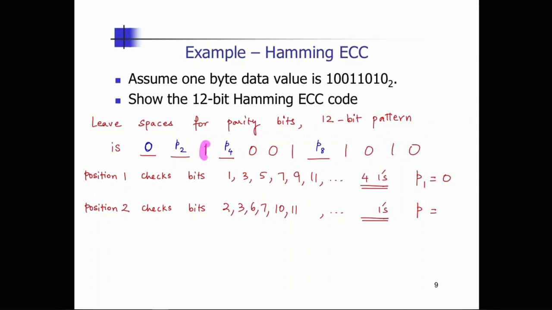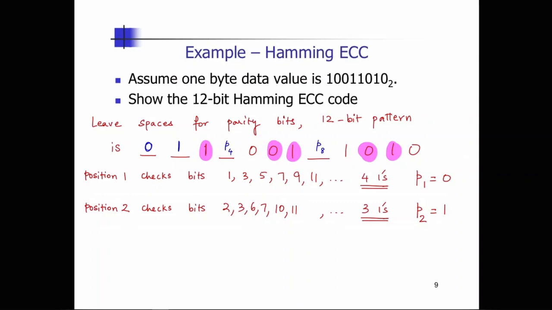See, that is going to be checked. The next one is unknown. That is going to be checked. That is going to be checked. That is going to be checked. And that is going to be checked. Alright, so if I check all those, I have 3 ones in that. So P2 is going to be a 1 to make it even. So I can write my P2 here to be a 1.